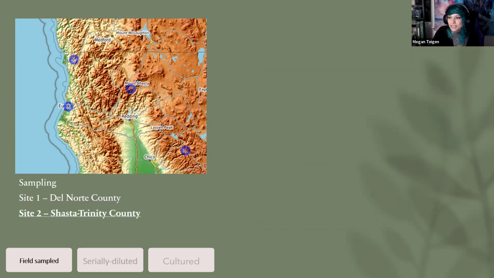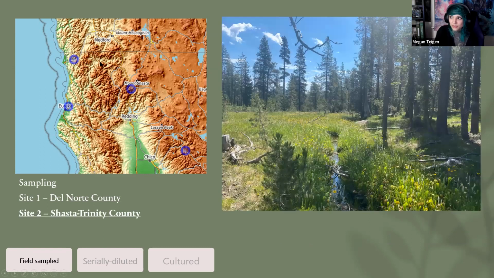The second site we visited was Shasta Trinity County by Mount Shasta here. So there was a stark difference between this site and Gasky. It was a big open meadow in the hot sun, and there were these two creeks running through it. And the Darlingtonia, of course, grew very close to the creek, that cold flowing water.